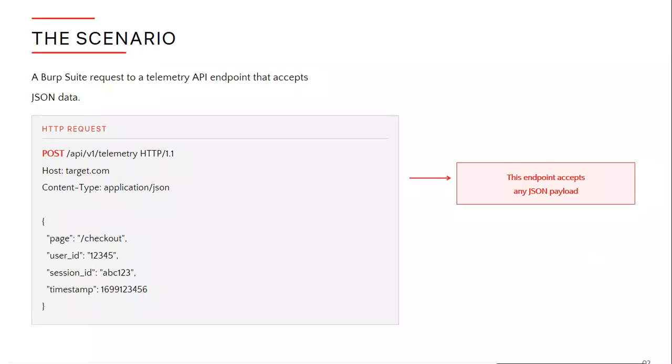Now this is the scenario. On the HTTP request in Burp Suite, when I was starting the application, it gave me this, and I added my own JSON payload into the request to see if I could turn myself into an admin or elevate my privileges in the application. So this endpoint accepts any JSON payload. This is a telemetry API endpoint that accepts JSON data.